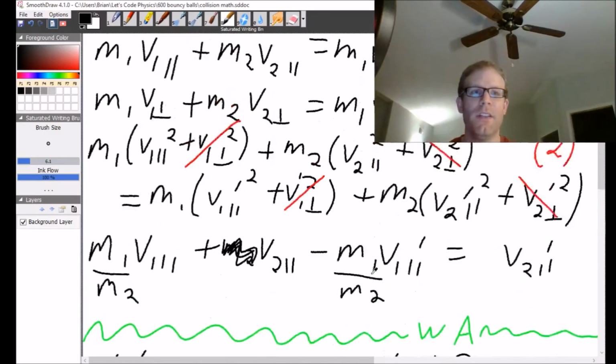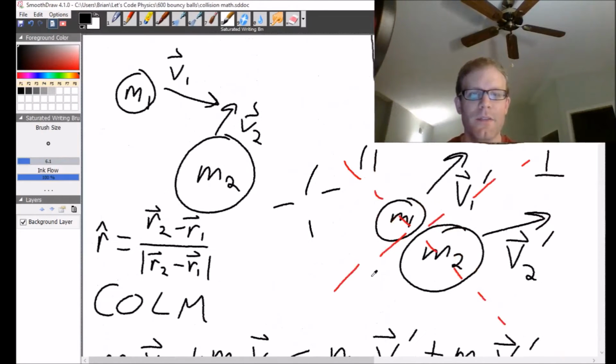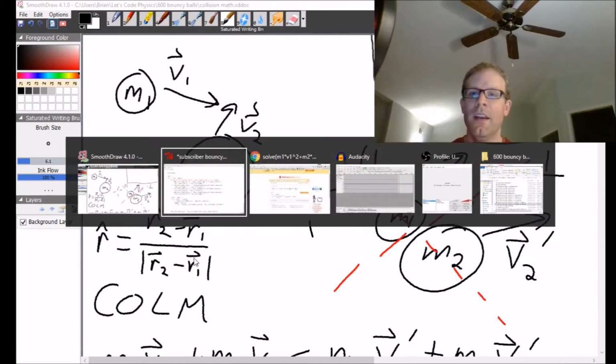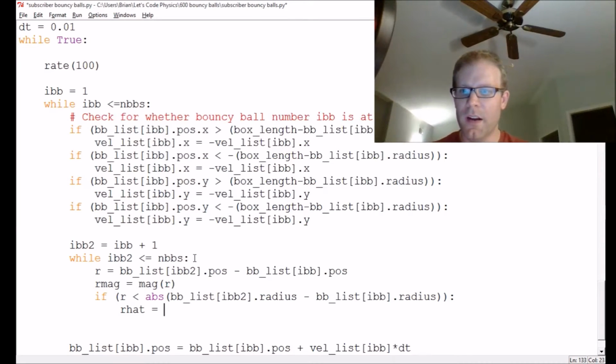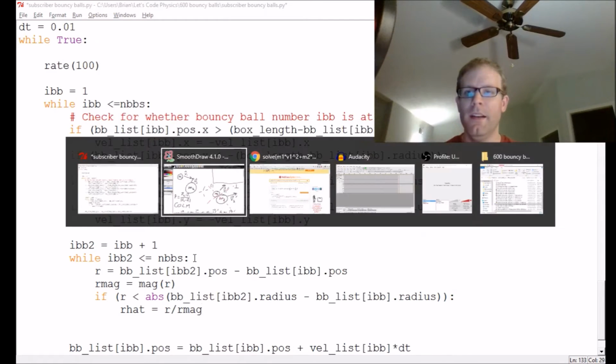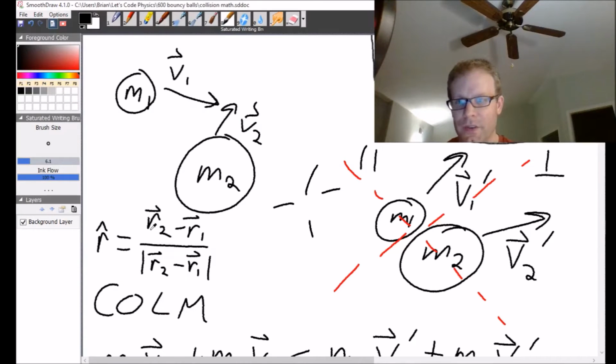Now, last time we saw that the easiest way to do this is to define axes that are parallel and perpendicular to this vector r. So this is this vector r hat. So I need to define this vector r hat as r divided by r mag. All that's doing is saying this difference, r2 minus r1, divided by the magnitude.